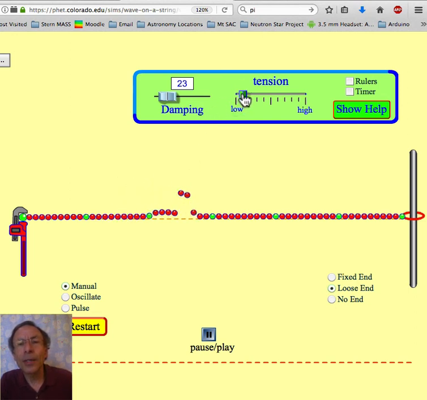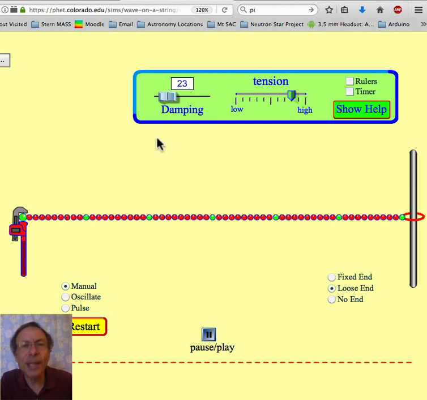Now, another thing I didn't mention in the last video is damping. So damping is friction, and we talked about damping in the last video I made for oscillations, the video where we talked about the quality of an oscillator. Well, this is very closely related. It's the same type of friction.